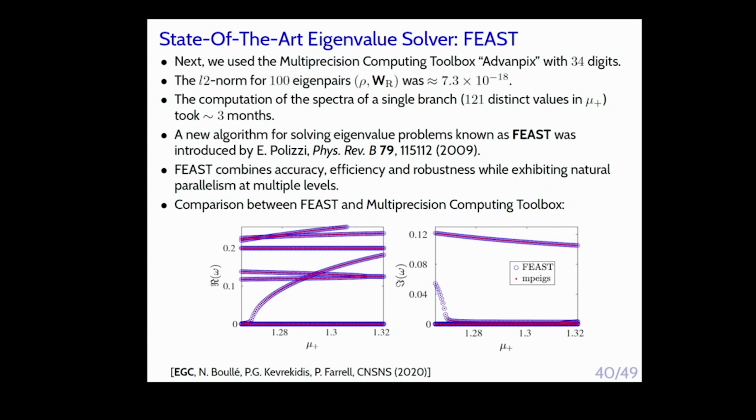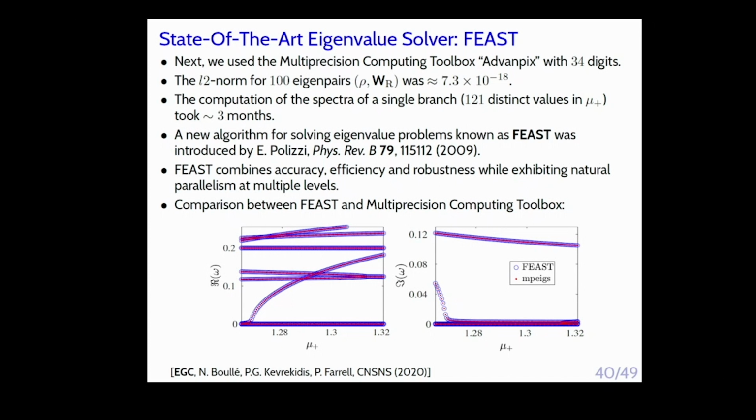But if you want to compute the entire branch, which consists of 121 solutions, that took something like 3 months, and I had, I think, many branches to do. So I think I would be close to retirement to get this done. Thankfully, however, when I was at UMass, I was aware of Eric Polizzi, shown here, who had developed in 2009, a few years before my arrival at UMass Amherst, an eigenvalue solver called FEAST.